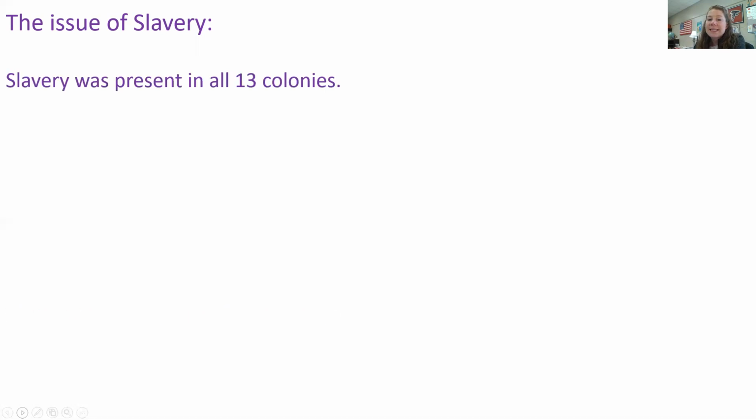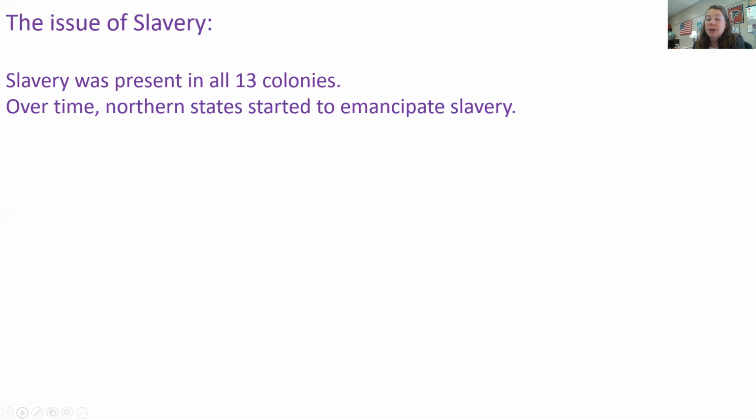All right, so at the time, before we became a country, while we were still colonies, all 13 colonies had slavery. Now, Georgia was actually the very last colony to get slaves, because remember when we were a trustee colony, that was actually against one of our rules. We weren't allowed to have slavery. When we became a royal colony, that's when they allowed slavery. But at first, all 13 colonies had slavery present.